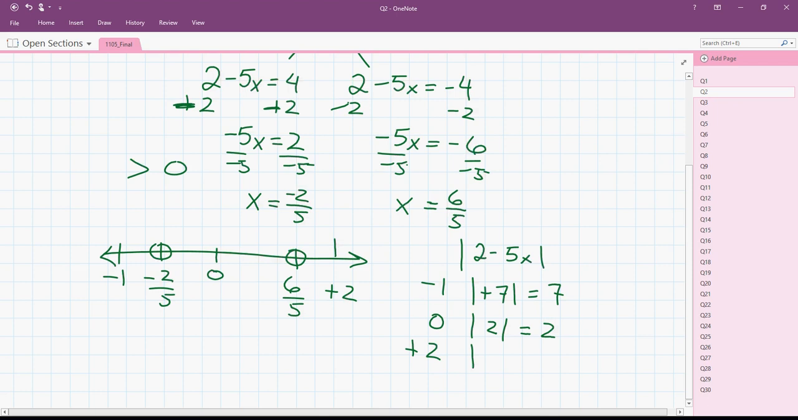Then if we plug in 2, interesting. I think this one actually might be a trick question. If we plug in 2, 5 times 2 is 10, so 2 minus 10 is negative 8. But the absolute value would be positive 8. So we find that in this region we're positive, in this region we're positive, and in this region we're positive.